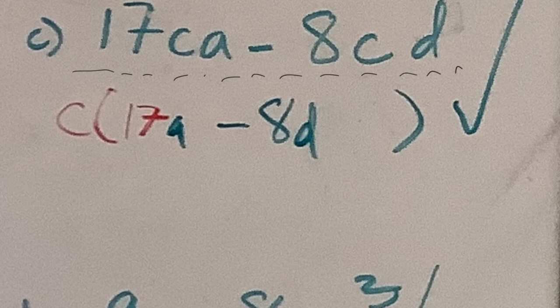And we do the same for this part here. So C goes away when we divide that by C, and we end up with negative 8D. And we're done.